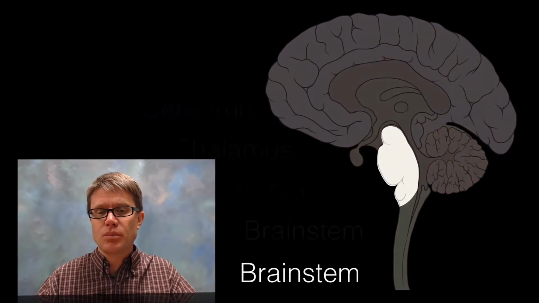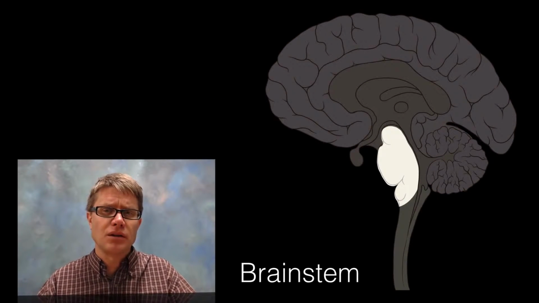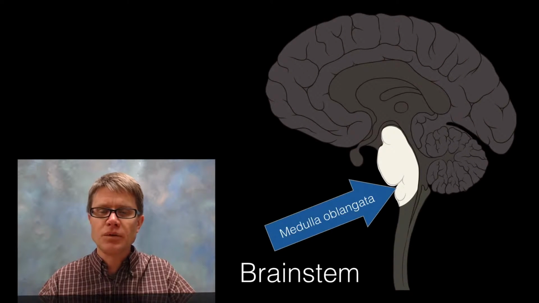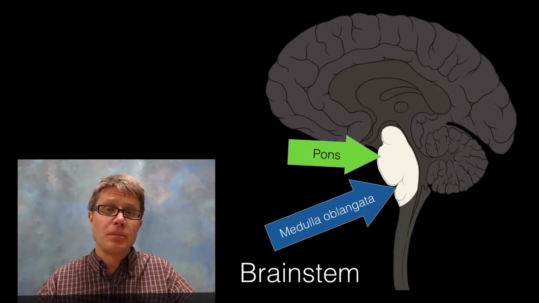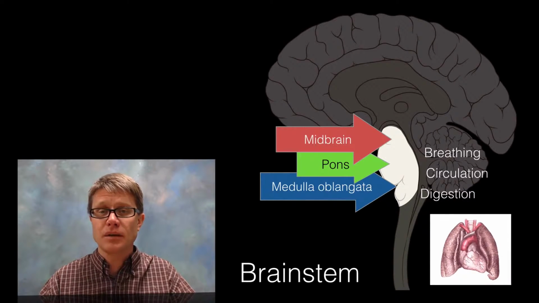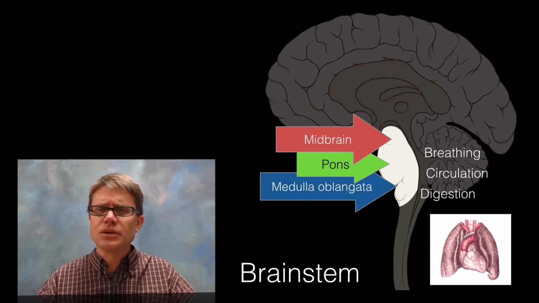And so let's begin with the brain stem. The brain stem is broken down into three individual structures. So if we start at the bottom, we've got the medulla oblongata, the pons, and then we finally have the midbrain. And so those three things, medulla oblongata, pons, and midbrain, make up what we call the brainstem. So that's the structure. What's the function?